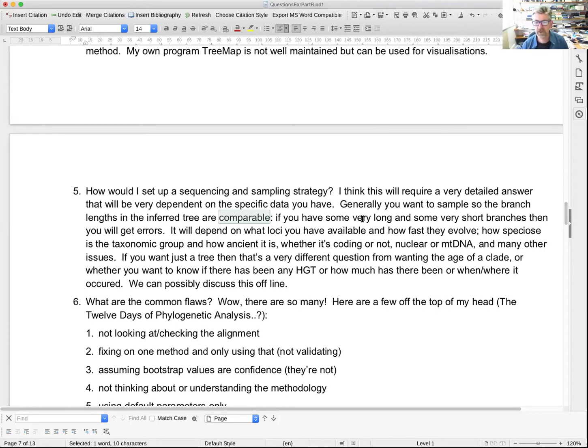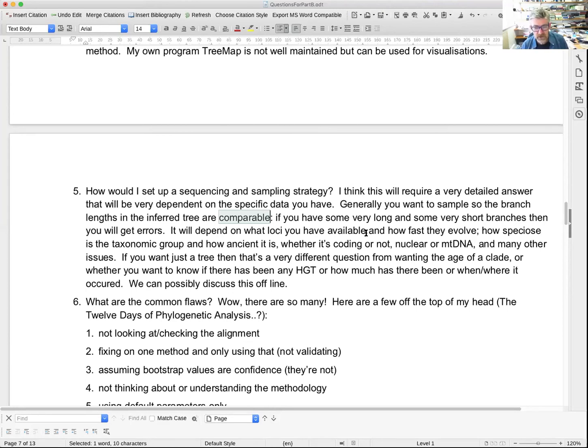If they're evolving very, very fast, you can't use them to infer roots of the tree of life, or deep branches in the tree of life. So that's a factor. So it'll depend on what you're working on. It'll also depend on how speciose that taxonomic group is, so how many species you have in a clade. So how ancient it is, whether it's coding or not, whether it's nuclear or mitochondrial DNA, how expensive it is to get those, lots and lots of issues.